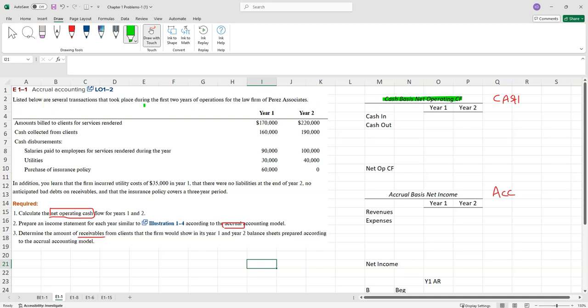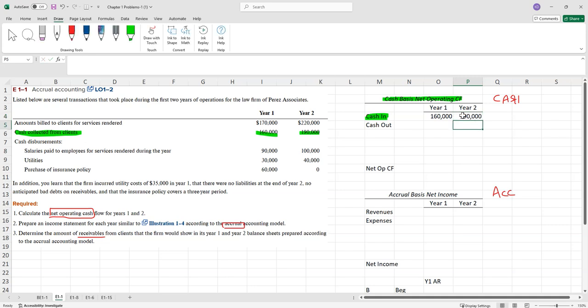Let's read the facts now. Listed below are several transactions that took place for a law firm. We have year 1, we have year 2. We have the amounts we billed to clients for services that we've rendered, and then we have the actual cash that we collect. We care about the cash we collect. It's going to be our cash in, or your cash receipts. So this 160 and 190, that's good stuff. We can use that right over here. That's the functional equivalent of our revenues.